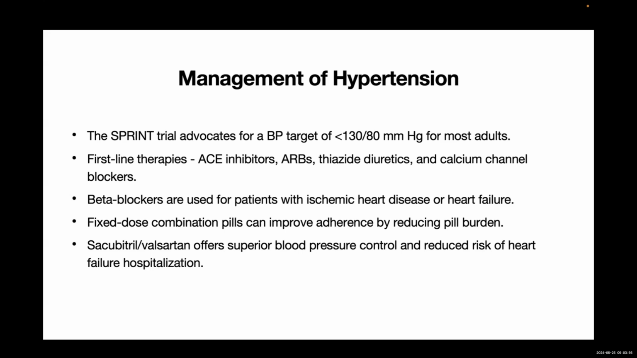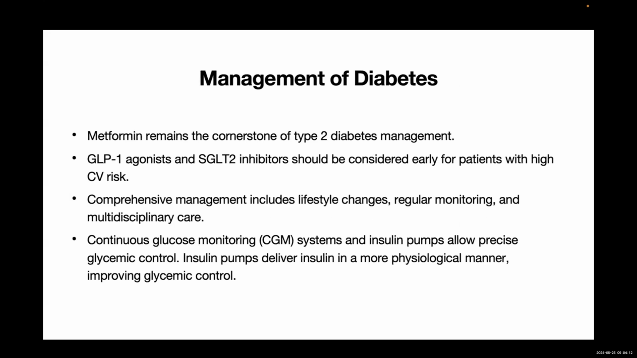These agents offer additional benefits such as reducing cardiac remodeling and improving outcomes in heart failure patients. Sacubitril valsartan has been shown to provide superior BP control and reduce the risk of heart failure hospitalizations compared to standard ARB therapy alone. Coming to the management of diabetes, metformin remains the cornerstone of type 2 diabetes management due to its ability to improve insulin sensitivity and to reduce hepatic glucose production.